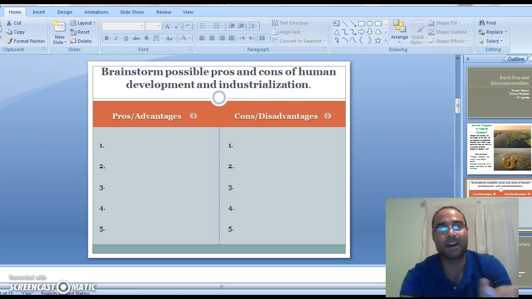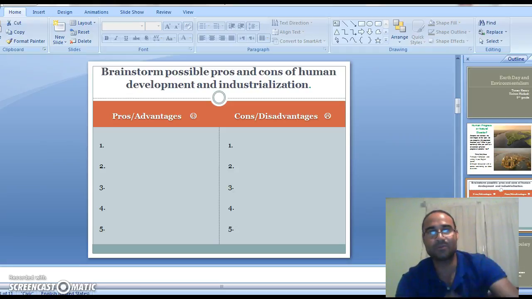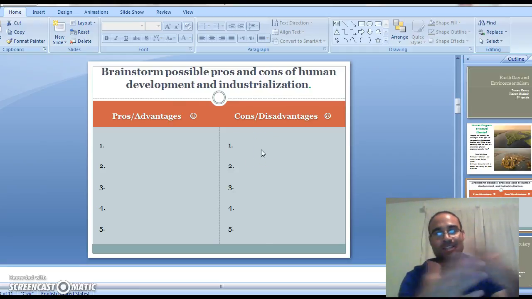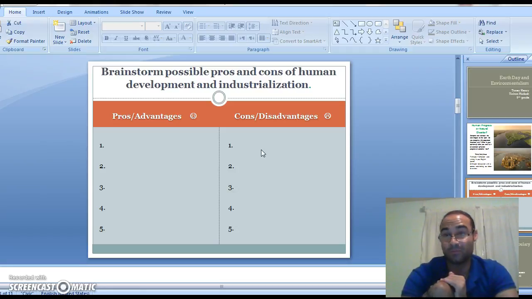And this is in the PowerPoint itself what the slide would look like. So brainstorm possible pros and cons of human development and industrialization. So they list the pros or advantages, cons or disadvantages, and I like to use more than one word to describe a concept, just so that students have, again, a variety of words that they can then access and use when they speak.